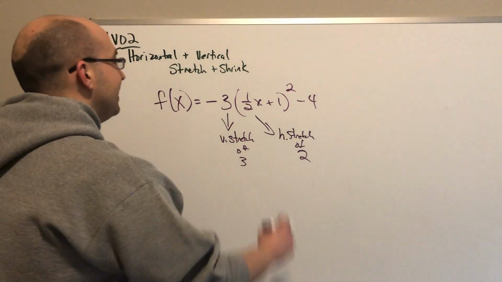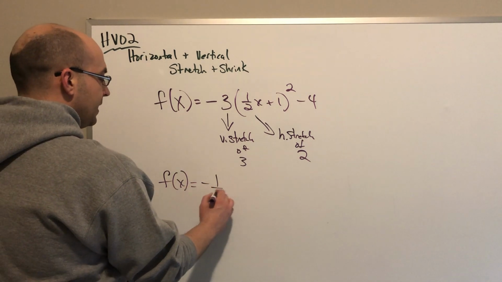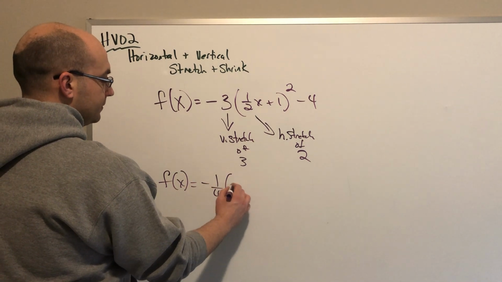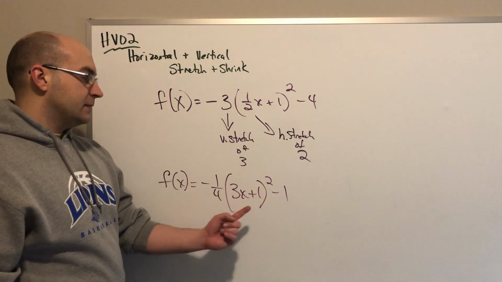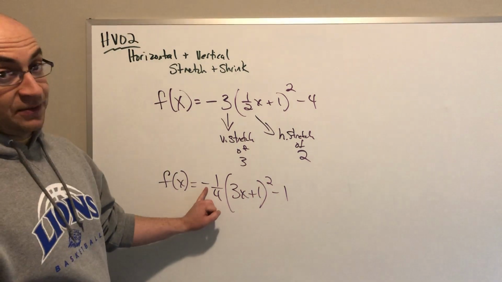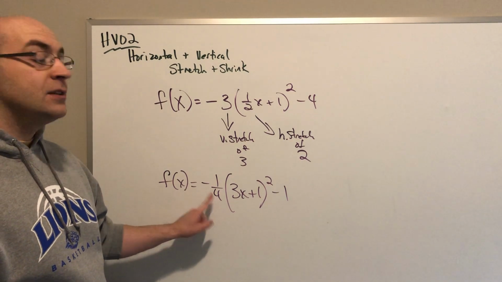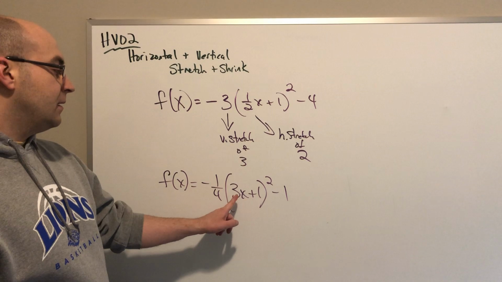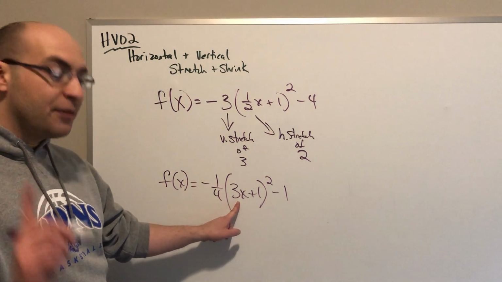Yep, okay. So let's do a couple more examples. Let's go f of x equals -1/4, 3x plus 1 squared minus 1. Okay. Down 1, left 1, x-axis reflection. Vertical shrink of 1/4. Truth teller, vertical. Horizontal shrink of 1/3. Okay?